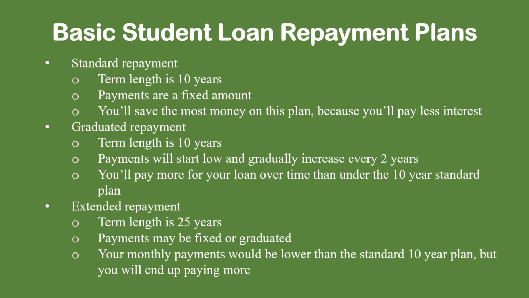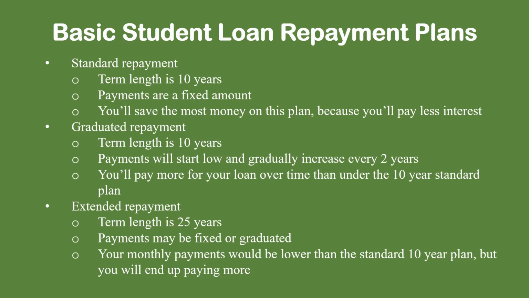The next is graduated repayment. This is also a 10-year term. Payments will start low and then gradually increase every 2 years. You'll end up paying more for your loan over time than under the 10-year standard plan.